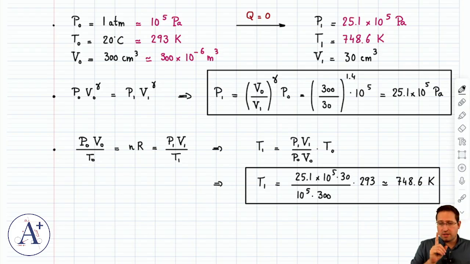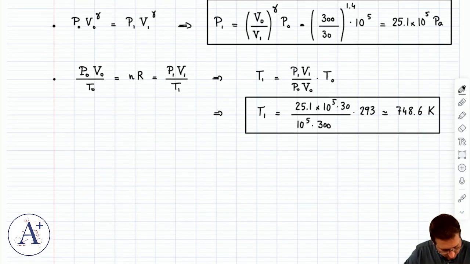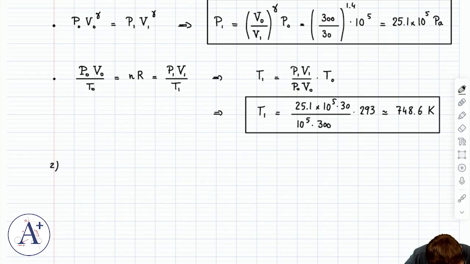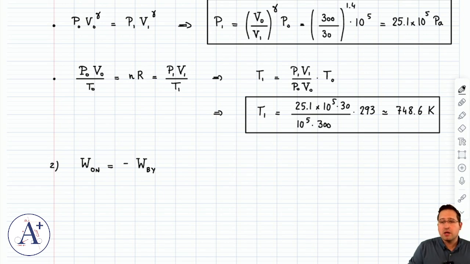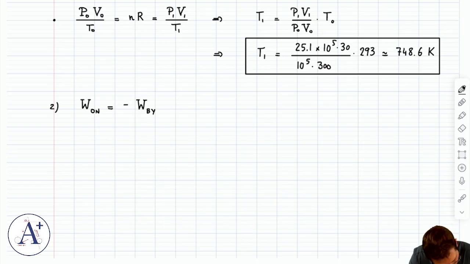Okay, how much work is done on the gas during the compression? Okay, now careful. All the formulas we have are work done by the gas. So if you want me to tell you what the work done on the gas is, fine, I'm just going to compute minus work done by the gas. That's Newton's third law. And then I'm fine because for work by, I can use the formula that is referenced above.